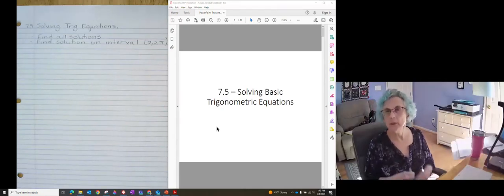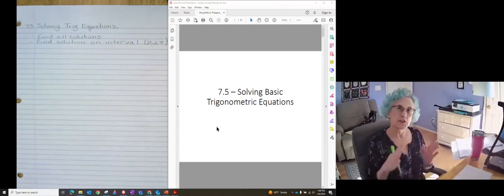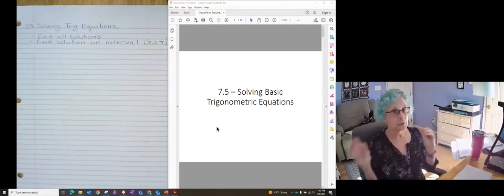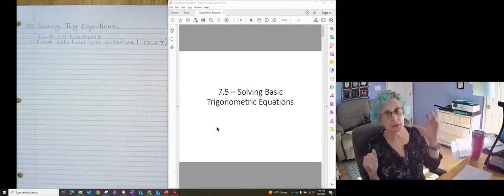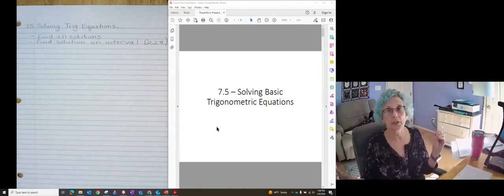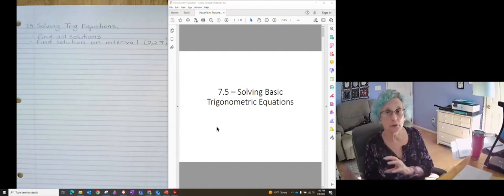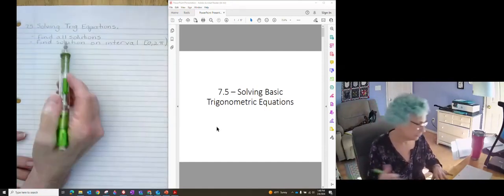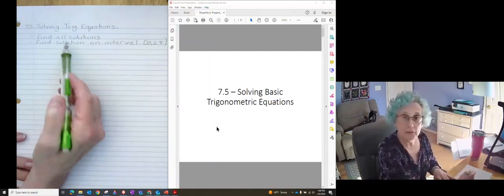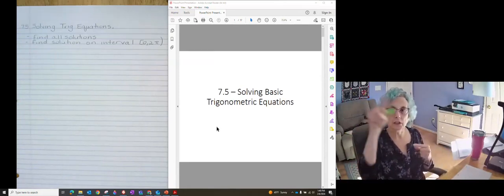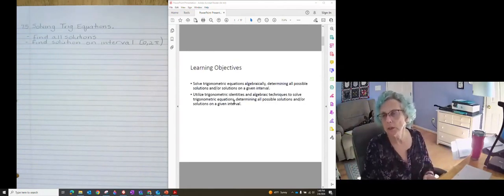Now that we've learned about identities, let's start solving some trig equations. So, difference between identities and equations. Identities are true for all of the inputs. Equations are only true for certain inputs, and our goal will be to find them. We'll want to find all of the solutions, and then we'll want to find the solutions that just live on one trip around the unit circle.